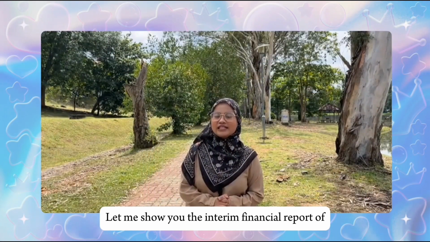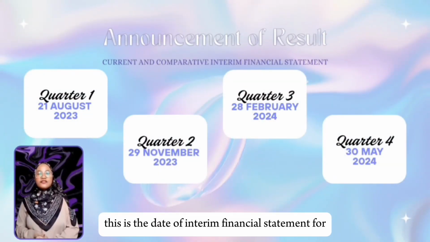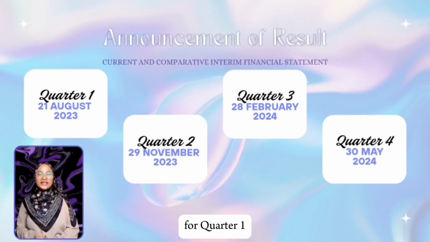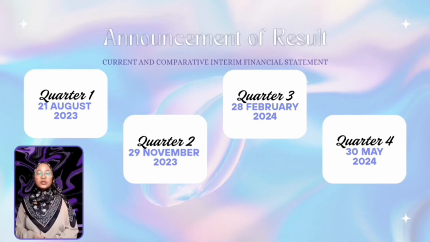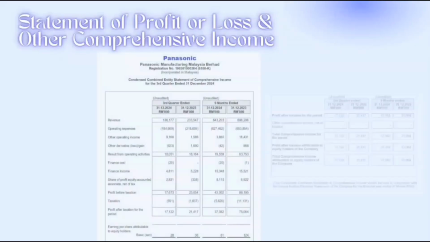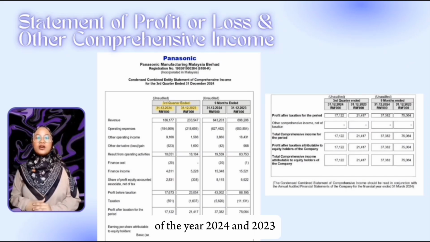Let me show you the interim financial report of Panasonic Malaysia Berhad. Let's go. These are the dates of the interim financial statements for Panasonic Malaysia Berhad: for quarter 1, 21 August 2023, for quarter 2, 29 November 2023, for quarter 3, 28 February 2024, and the last quarter, 30 May 2024. The comparative financial statement is shown by the highlighted dates in quarter 3 of the years 2024 and 2023.